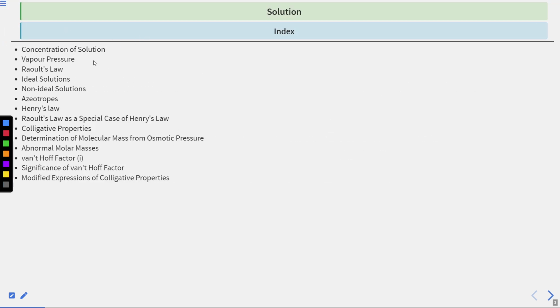Let's move to the index slide. So these are some major topics which we are going to study: concentration of solution, vapor pressure, Raoult's law, ideal solutions, non-ideal solutions, Azeotropes, Henry's law, Raoult's law as a special case of Henry's law, colligative properties, determination of molecular mass from osmotic pressure, abnormal molar masses, Van 't Hoff factor, significance of Van 't Hoff factor, and modified expressions of colligative properties.